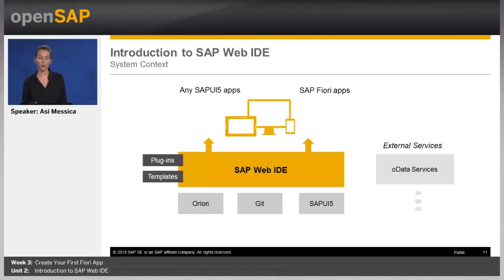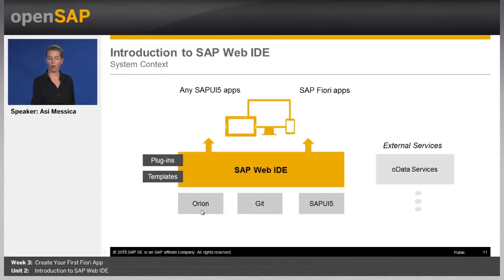Before we complete this unit, I would like to give you a system context from a technical point of view. How is the SAP Web IDE related to the SAP environment? So you see here the SAP Web IDE. As we said, it is running on the HANA Cloud Platform. The architecture includes plugins and templates that can come either from the SAP, our group itself, or other SAP stakeholders, and also external developers.